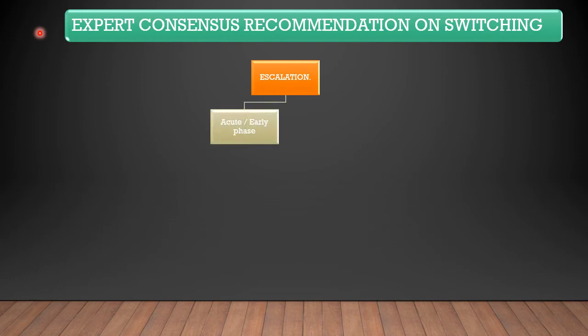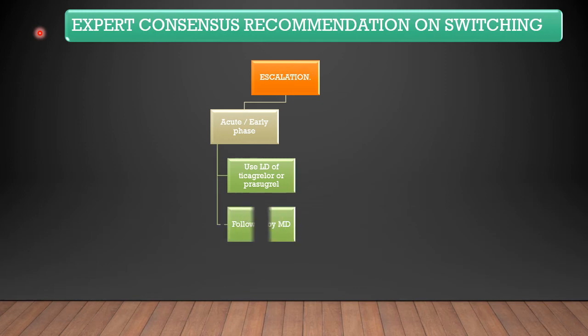So, escalation in the acute or early phase is done with the use of a loading dose of ticagrelor or prasugrel. That is, within the first month, if a patient needs escalation, you should give a loading dose of ticagrelor or prasugrel followed by a maintenance dose. Irrespective of the timing and dosing of clopidogrel, however, it should be kept in mind that the dose should be given at least 24 hours after the last maintenance dose of clopidogrel.